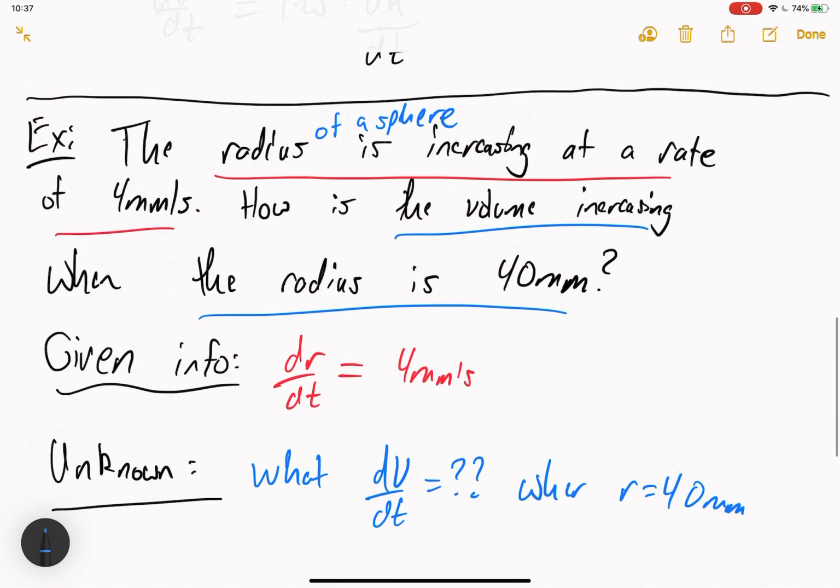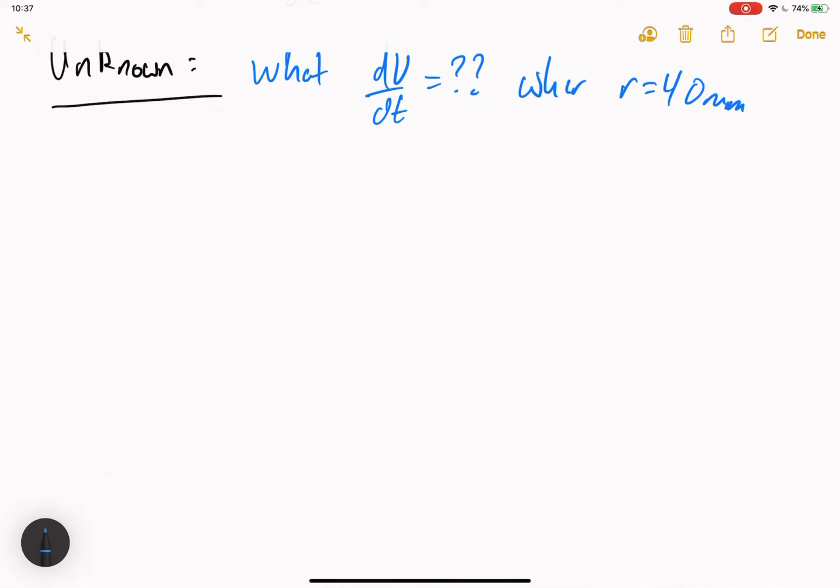So we have the radius of a sphere increasing at a rate of 4 millimeters per second. And we want to know how the volume of the sphere is increasing when the radius is 40 millimeters. So what is the volume of a sphere? First off, let V equal the volume. And, as we already said, r is going to be the radius.